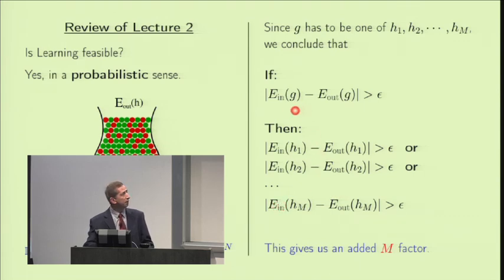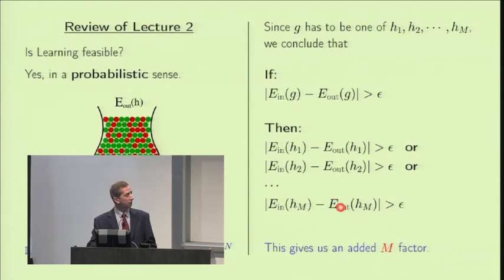The reason is very simple. G is one of the guys. If something bad happens with G, it must happen with one of these guys at least, the one that was picked. So we can always say that this implies these things, which is this or this or this or this or this. And after that, we apply a very simple mathematical rule, which is the union bound.